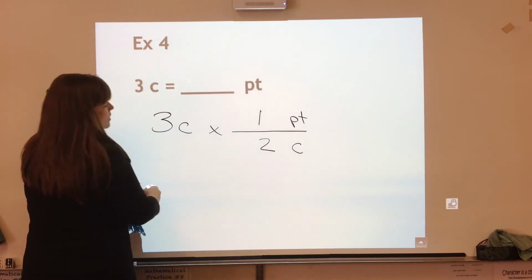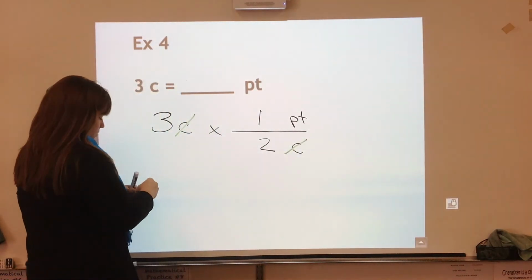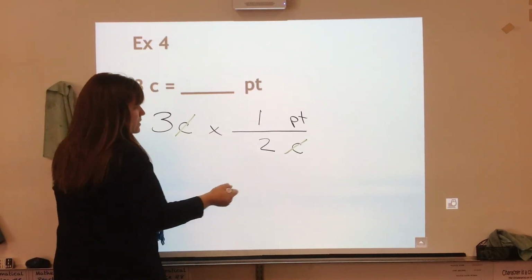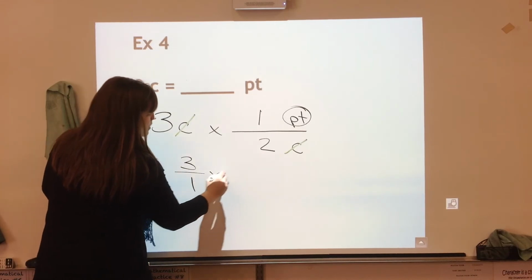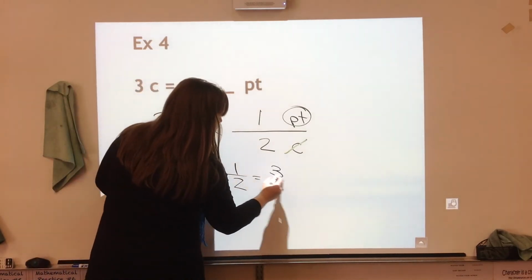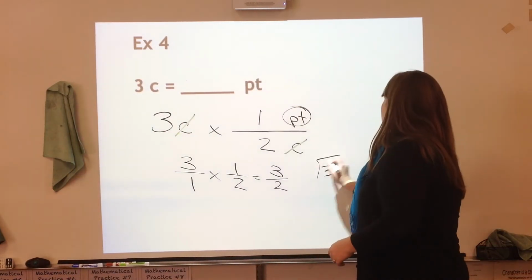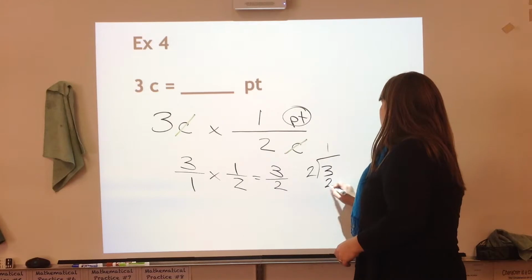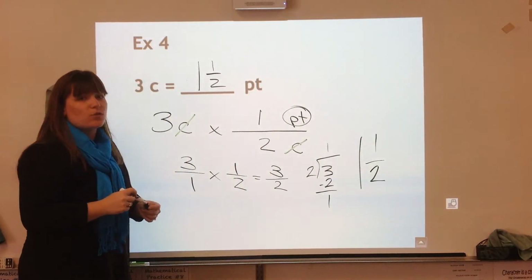We can now cross out our common units, and we're left with pints, which is what we want to convert to, and we're left with 3 times half. We multiply that across, it's 3 over 2. If we divide, we have 1.5 pints is equal to 3 cups.